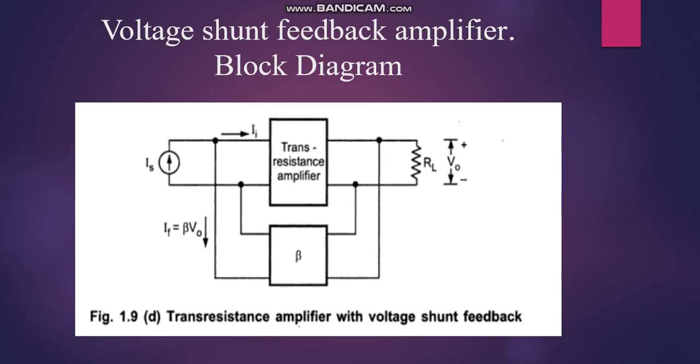Trans resistance, we know, is voltage divided by current. So the output is a voltage divided by the input current. Here the input is a current, so we use a current source IS, that is equal to the input current IA plus the feedback current IF. So IS equals IA plus IF.